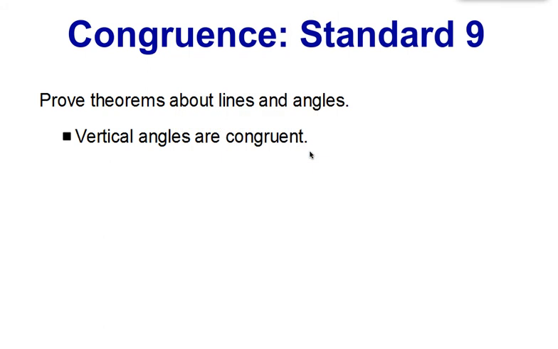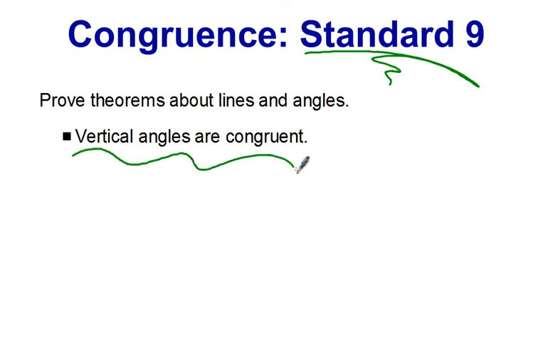Hello and welcome. In this video, we'll look at Congruence Standard 9 from the Common Core Standards. This standard involves proving theorems about lines and angles. And in this video, we'll focus on proving that vertical angles are always congruent.